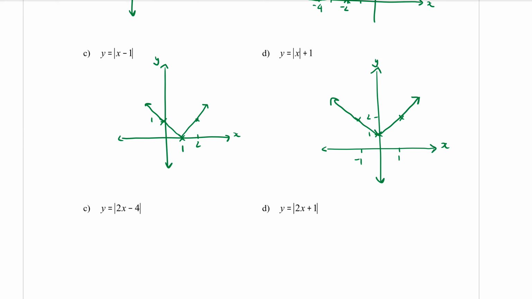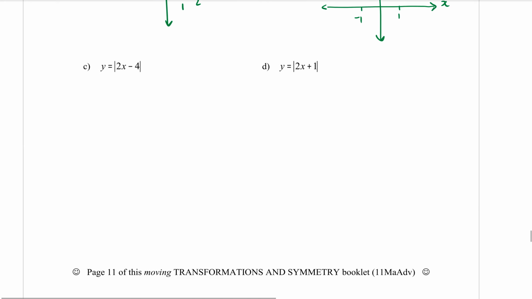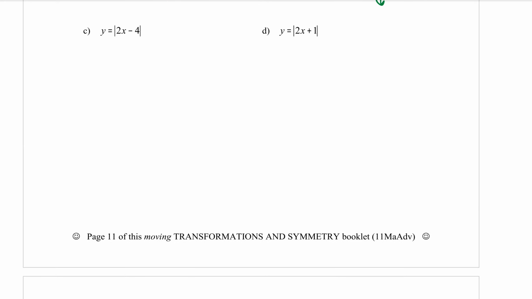Part E, I need to find where the point of that is going to be. Now, when it's a bit more complicated like this, you want to take what is in that absolute value and make it equal to 0. If I solve that, that tells me where the vertex is. So 2x equals 4, divided by 2 means I get x equals 2. So x equals a positive 2. That's the point.